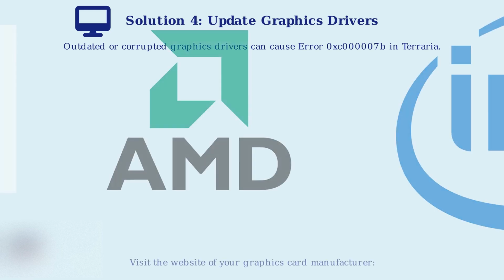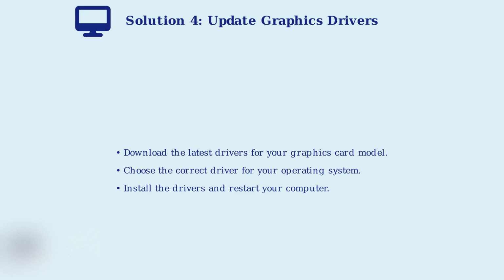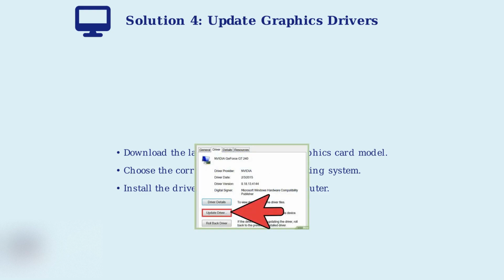Outdated or corrupted graphics drivers can also cause error 0xc000007b in Terraria. To fix this, visit the website of your graphics card manufacturer and download the latest drivers. Common manufacturers include NVIDIA, AMD, and Intel. Make sure to select the driver that matches your specific graphics card model and operating system. After downloading, install the drivers and restart your computer to ensure Terraria uses the latest compatible drivers.